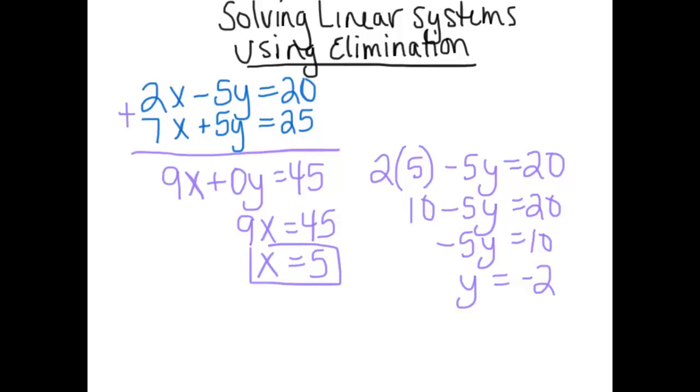So we have our x and our y coordinate. If I wanted to write the answer as an ordered pair, I could write it as 5, comma, negative 2. And that's the solution to the system. That's the point where those two lines intersect. Let's look at another one.